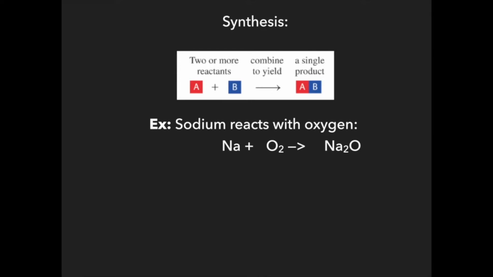Now the only thing that's left for me to do is to balance this. Well, I have 2 oxygens on my reactant side, which means I need 2 oxygens on my product side, so I'm going to put a 2 right there. Now I have 4 sodiums on my product side, so I'm going to put a 4 in front of sodium, and I'm done. So that's the first type of reaction, synthesis.